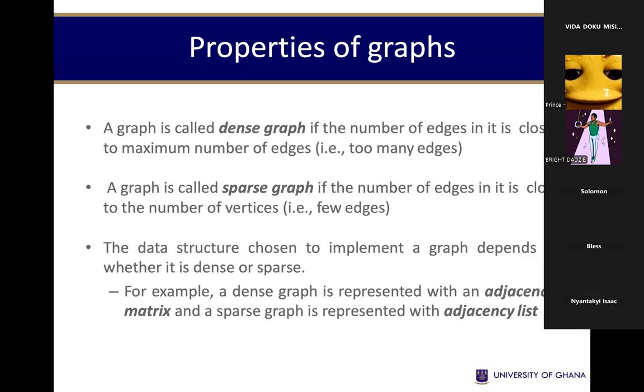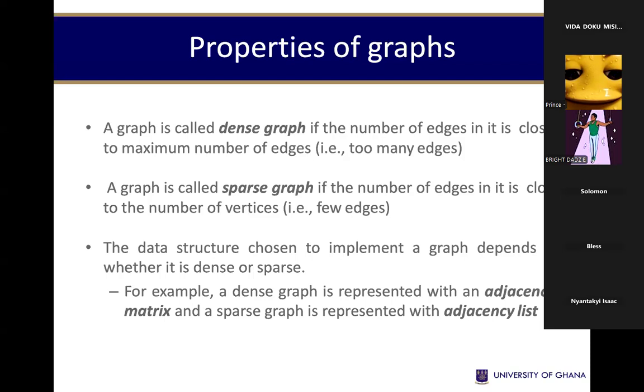Okay, now let's look at the difference between a dense and a sparse graph. For a dense graph, what we are saying is very simple. When you talk of a dense graph, it is where the number of edges is close to the maximum number of edges, meaning that we have too many edges. So basically, with regard to the dense graph, the number of edges is very large.